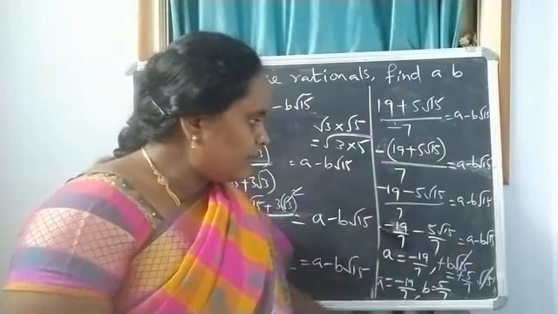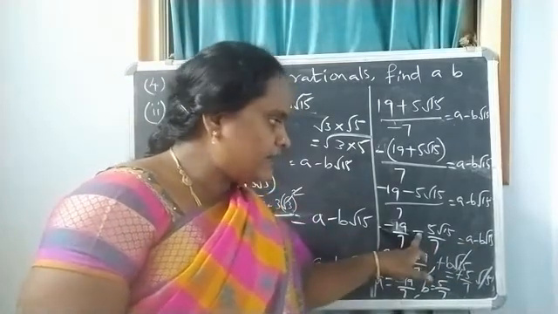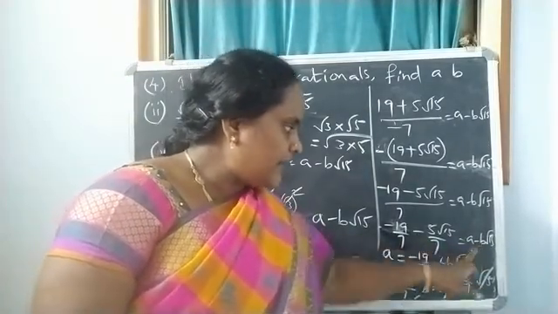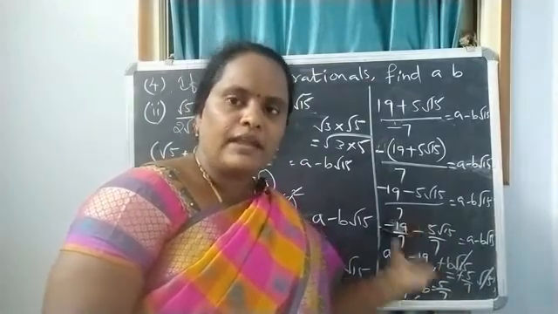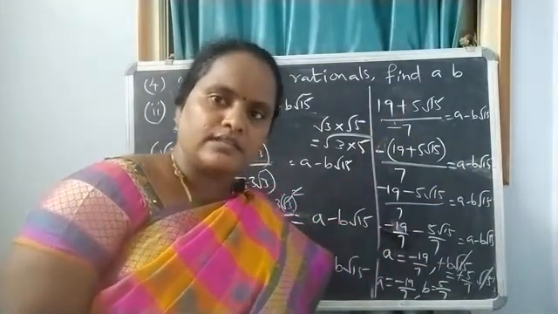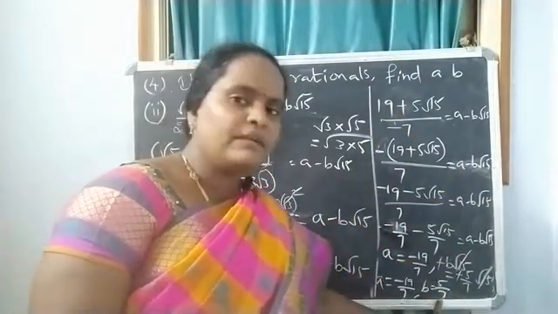What will happen if I have minus here and plus here? Then I will have minus b is equal to 5 by 7. The minus needs to be sent to the other side, but here both are negative, so I get the b value positive.